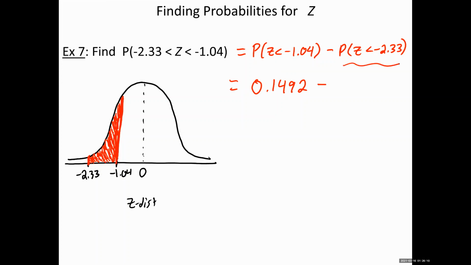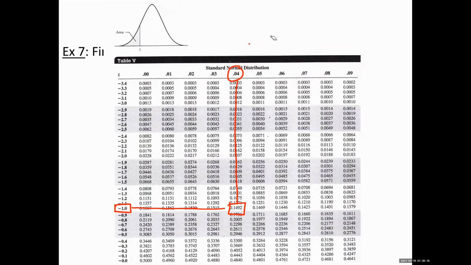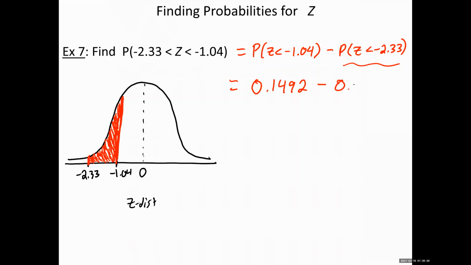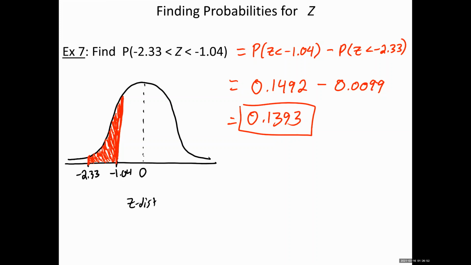Minus. Now we're going to look up this number. Again, it's a less than. You look it up in the table. Negative 2.33. Use the negative side of the z table. So now we're looking for negative 2.33. Okay, negative 2.3 is right here, and the last digit 3 is over here. So go like this to the right. Go down here. And the answer to that one is 0.0099. That's what goes here. And then you subtract those. And when you're done, 0.1393. And that's example 7. Any questions on example 7?